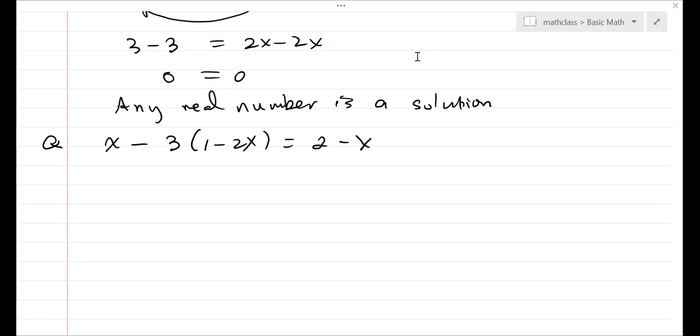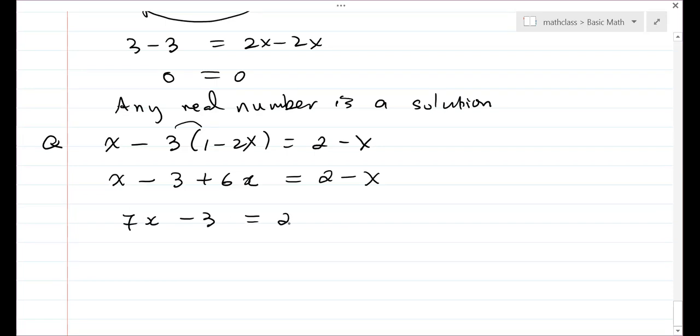All right, let's see. X minus, step by step, right? 3. And the 3, negative 3 times 2, negative 6x. Okay. The first step, and x plus 6x, you can simplify, right? It's a 7x minus 3 equals 2 minus x.